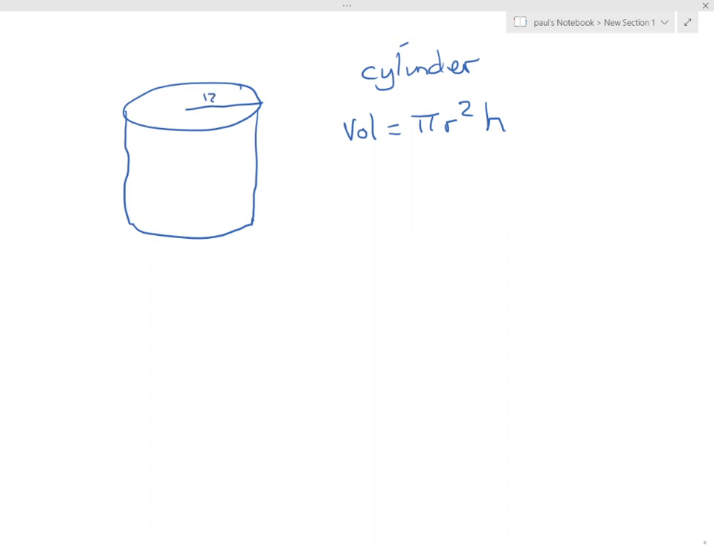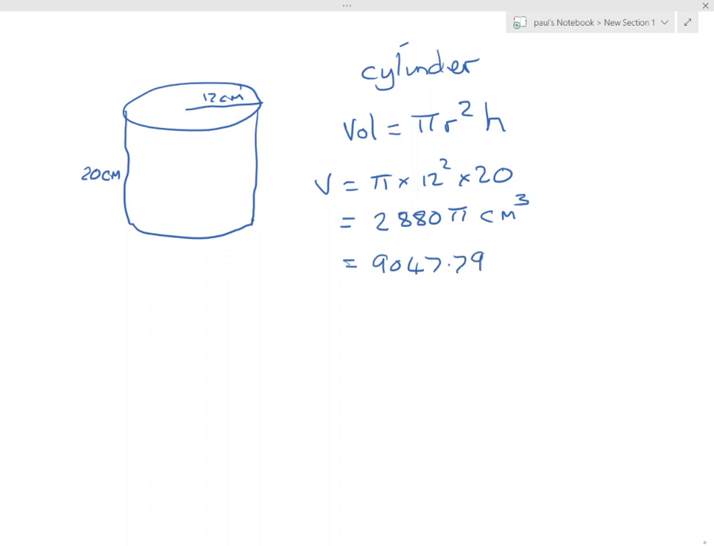So we'll make this 12 centimeters, and we'll make this 20 centimeters, the height. So the volume here is going to be pi times r squared, which is 12 squared, times the height, which is 20, and that comes out in terms of pi as 2880 pi centimeters cubed, or as a decimal 9047.79 or thereabouts centimeters cubed to 2 decimal places. Nice and easy. Right, so we know how to work out the volume of a cylinder.